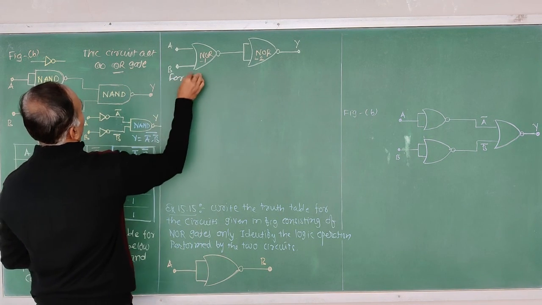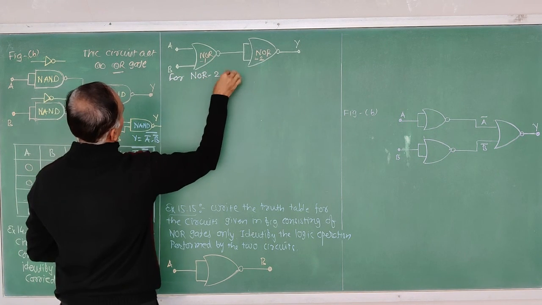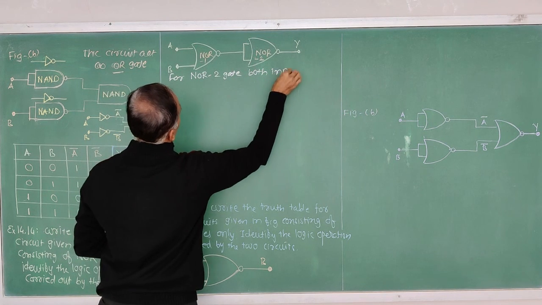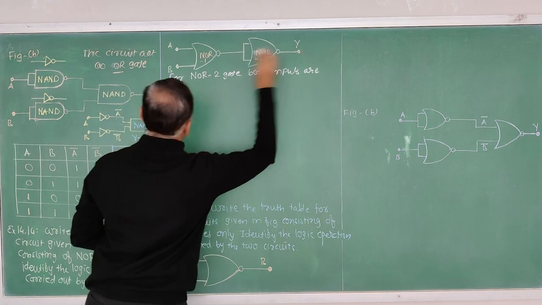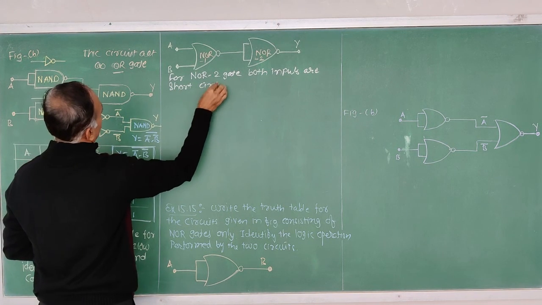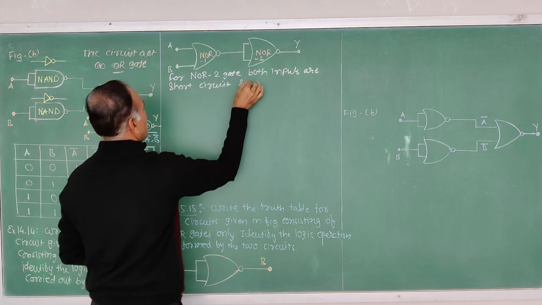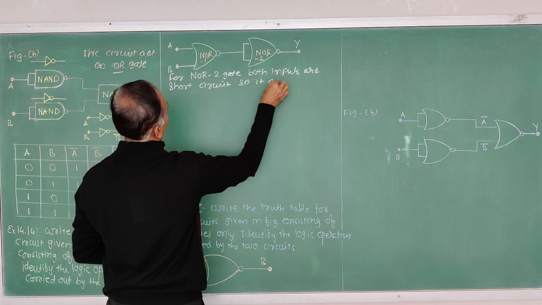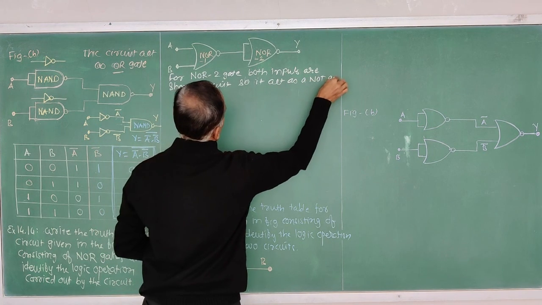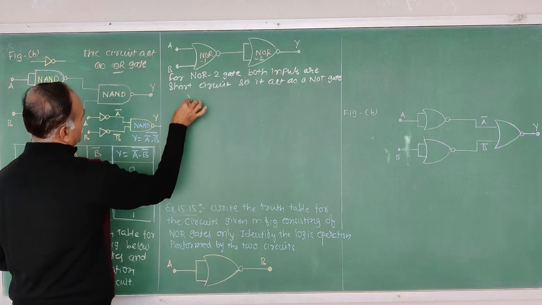For the second NOR gate, both inputs are short-circuited, so it acts as a NOT gate. Therefore, our circuit becomes like this.